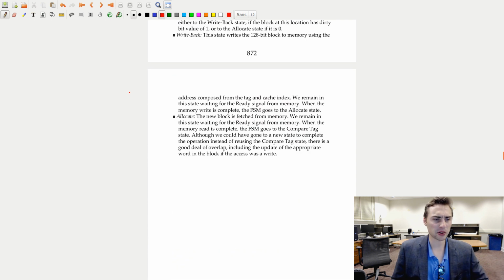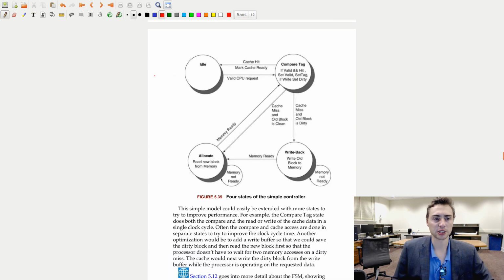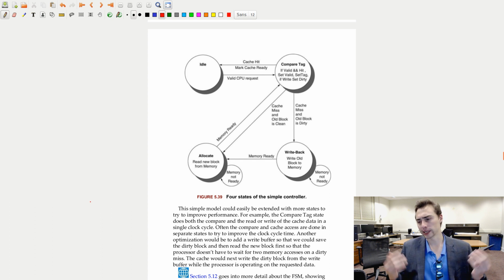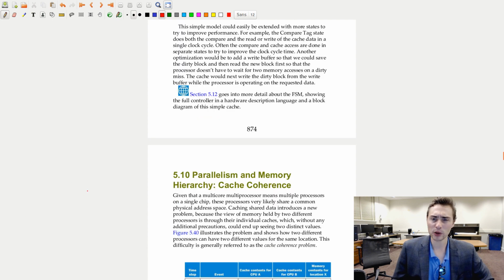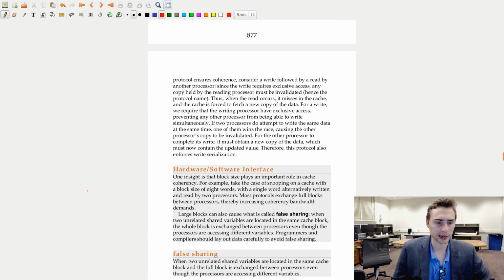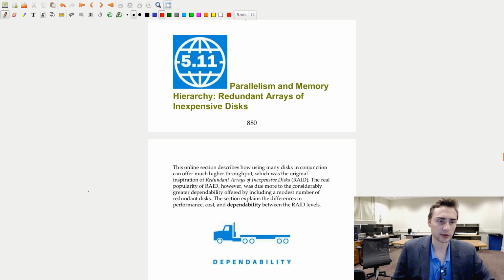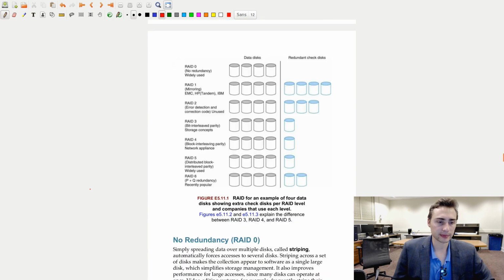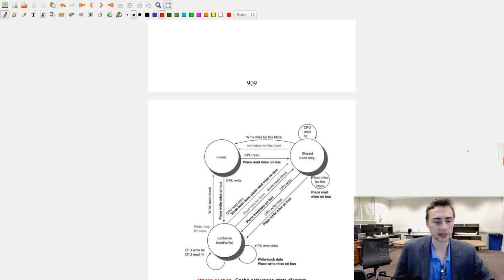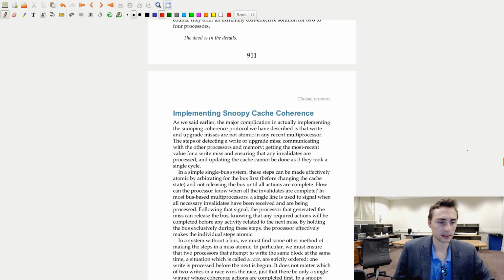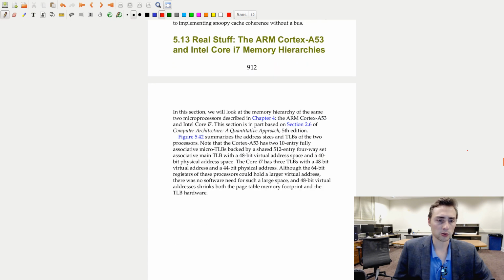So here they're going to get into some finite state machines for controlling how the cache works. I'll probably do a video on this instead, just because it'll take too long. What I really want to get into, since it's getting pretty late here, is the classic pitfalls and fallacies, right? They also have stuff on the ARM Cortex-A53 and the Intel i7.